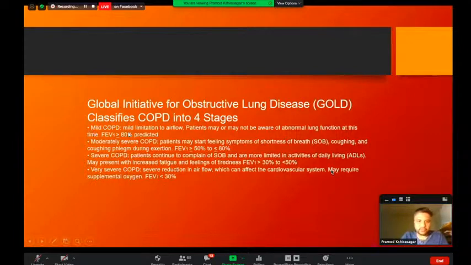So just remember this: mild COPD has FEV1 values of more than or equal to 80%, and moderate COPD is 50 to 80%, so it's never less than 50. Severe is more than 30% but less than 50, and very severe is less than 30%, so they need invasive ventilation or oxygenation.